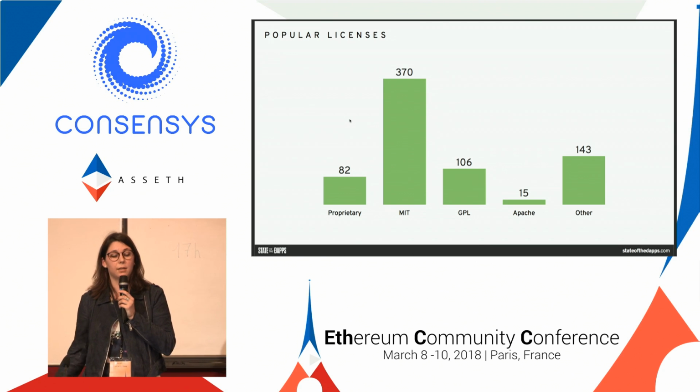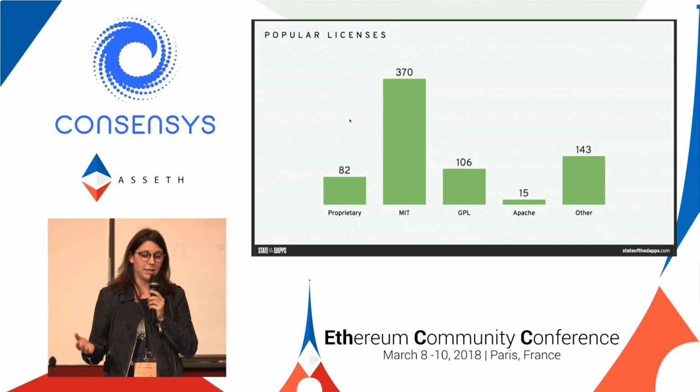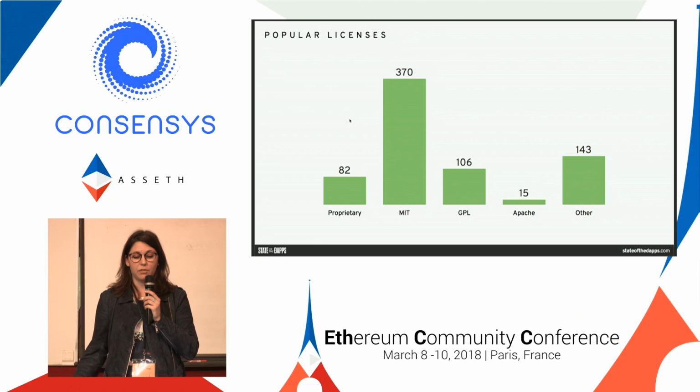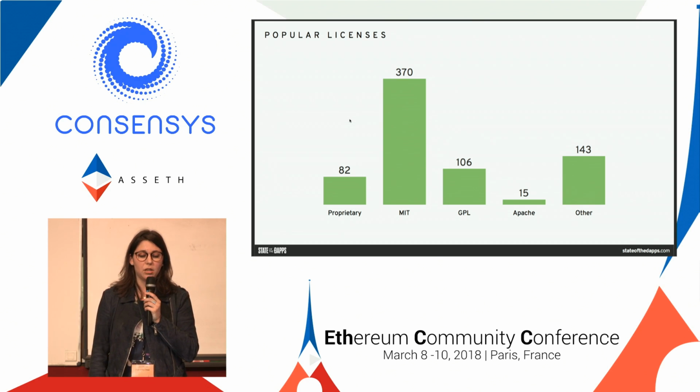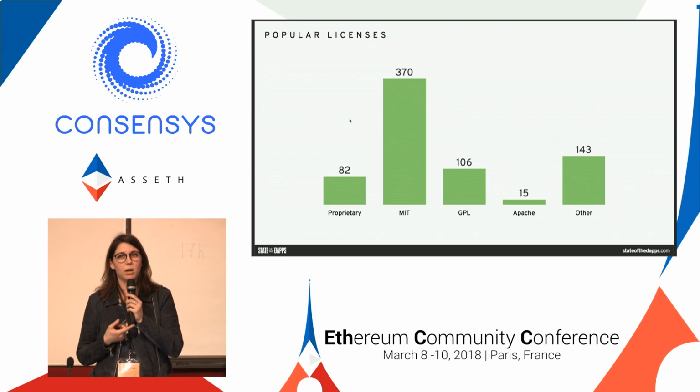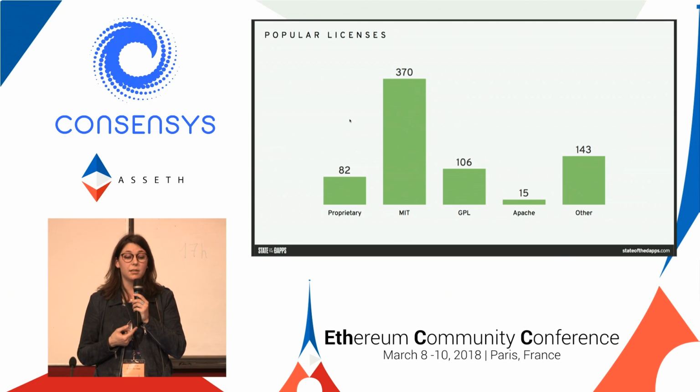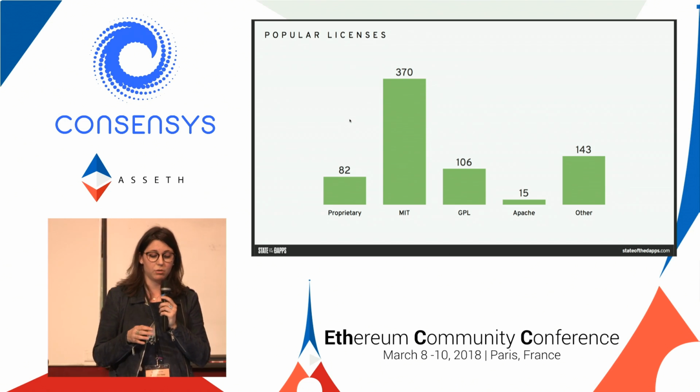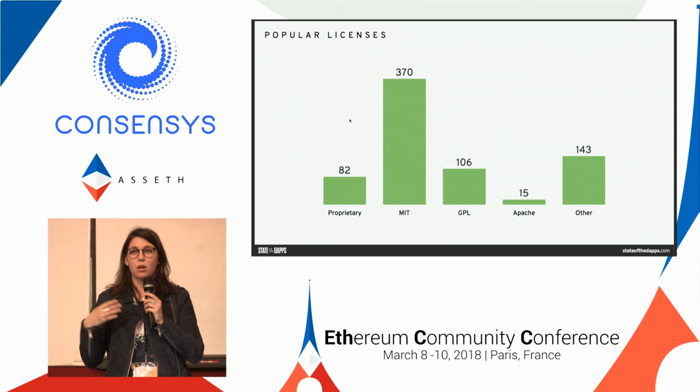Popular licenses. If you're a developer, you know, MIT for sure is the first one. Then we have GPL, proprietary, and Apache less so. In other cases, either they haven't submitted what license they're using, or they're unlicensed. We're going to try to give more of this data over time.